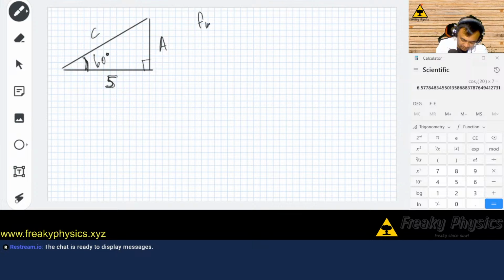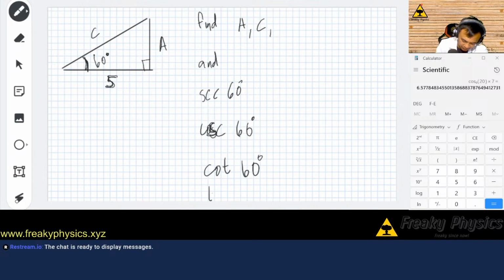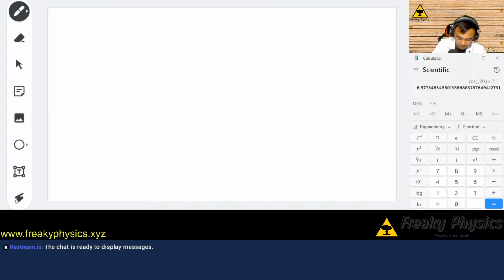So find A, C, and secant of 60 degrees, cosecant of 60 degrees, and cotangent of 60 degrees, and tangent of 60 degrees. Everything, except sine and cosine. I'll just paste something onto the next page.